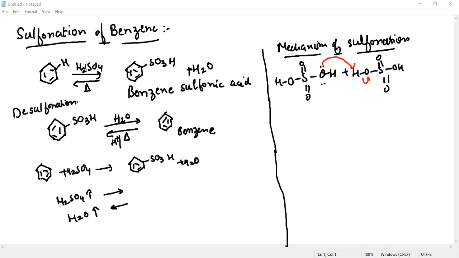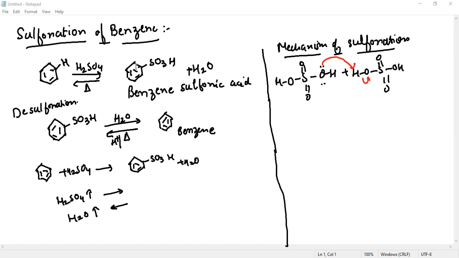So let's talk about it in a bit detail. So when you have benzene ring and you go ahead and react it with H2SO4, this reaction is highly reversible. It depends upon the concentration of H2SO4. So H2SO4 should be highly concentrated for the reaction to proceed in the forward direction. Okay, so that's why I put the double arrows. So it can go back to benzene ring also.